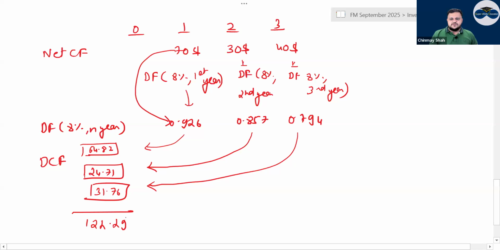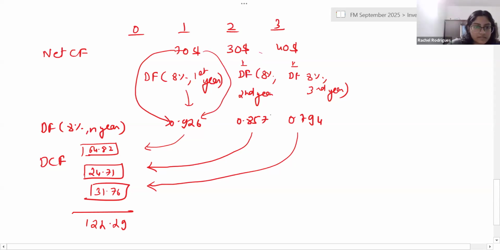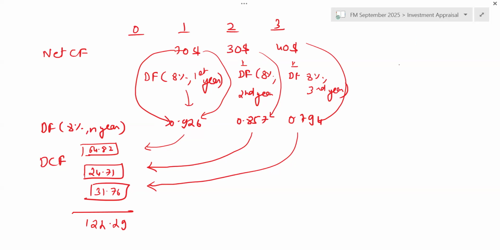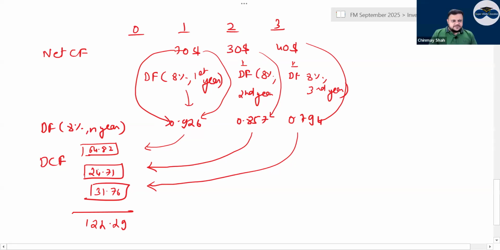So how did we get those three amounts? The discounted: 70 into 0.926. Then 30 into 0.857. 40 into 0.794. Have a look. Chalo, quickly calculate. Everybody getting 122.29? So the second one is 25.71. Okay, Janelia.